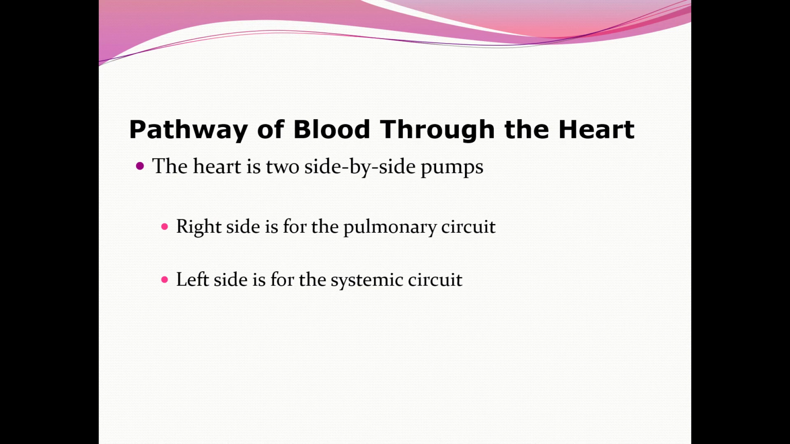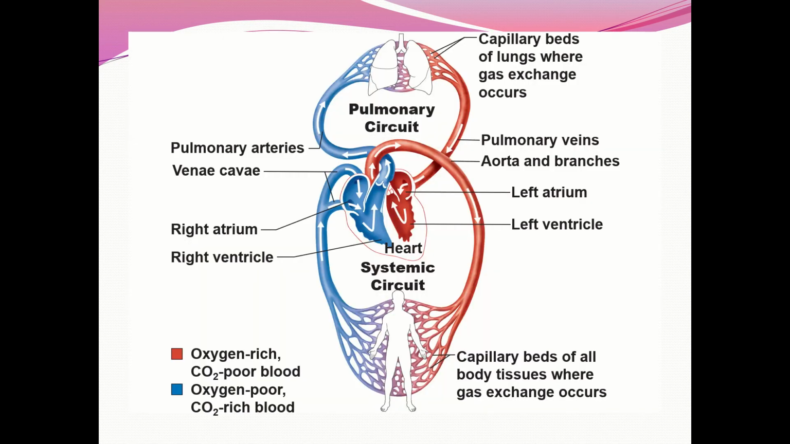Let's follow the pathway of blood through the heart in summary. So remember, it's two side-by-side pumps. The right side of the heart pumps to the pulmonary circuit, and the left side of the heart pumps to the systemic circuit. So let's trace it. It goes from the right side to the left side. We'll start with the right side. So it enters from the inferior and superior vena cava into the right atrium. Then it passes through the tricuspid valve into the right ventricle.